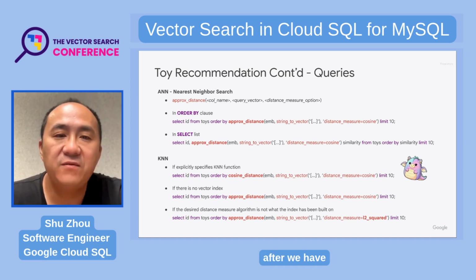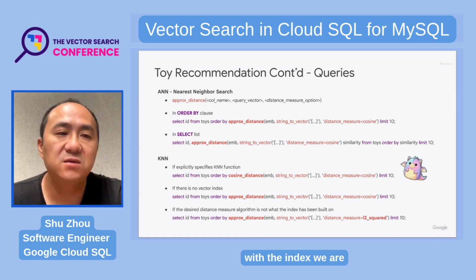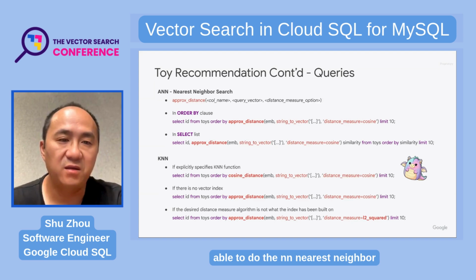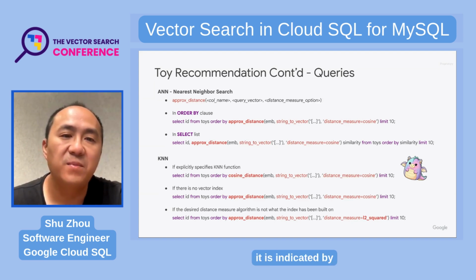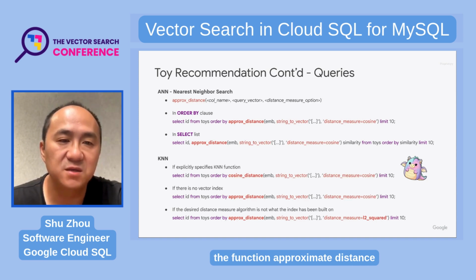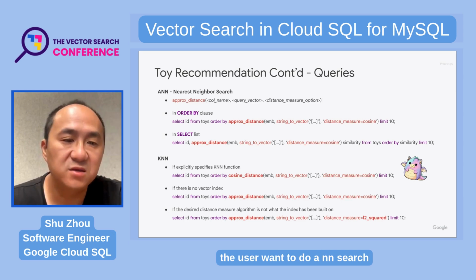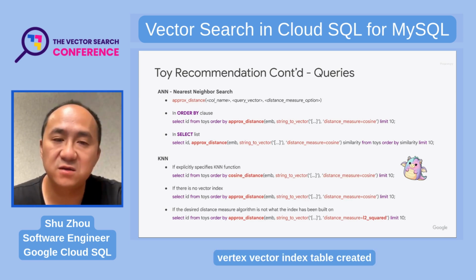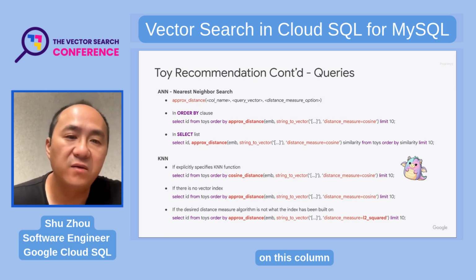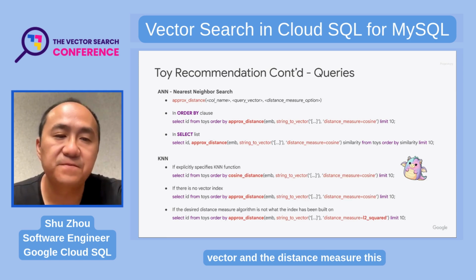So after we have the index, now we can do the queries. With the index, we are able to do the approximate nearest neighbor search. It is indicated by the function approximate distance. This function tells the SQL layer that the user wants to do an ANN search against the vector index created on this column, with the query vector and the distance measure.